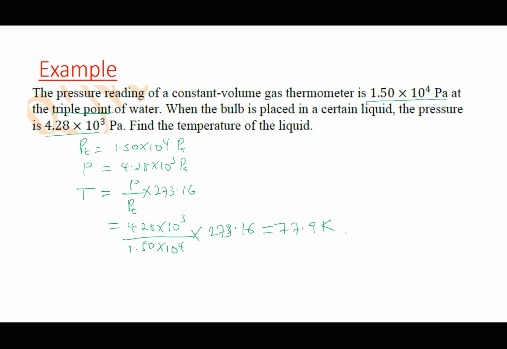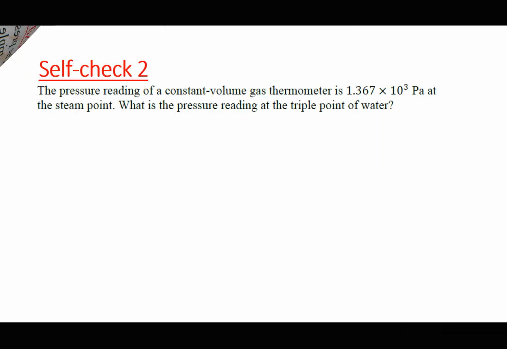277.9 Kelvin. So if you're a chemistry student, such a liquid is most likely going to be, I think that is nitrogen. That is most likely going to be nitrogen at its boiling point, 77.9 Kelvin. Okay, number two, I think number two can be yours.